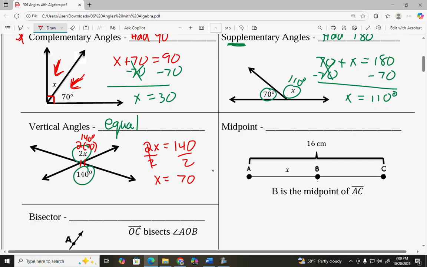Let's move over to midpoint. Midpoint we just learned yesterday. Midpoint is the middle point of a line. So when we talk about midpoint, really it makes two equal pieces.